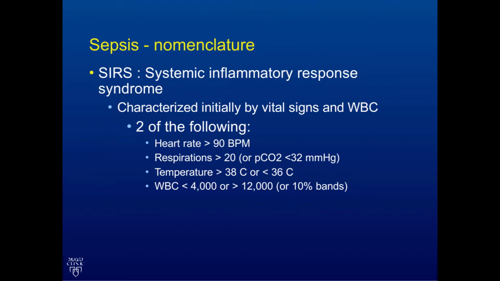And this was intended to be highly sensitive for identifying patients with systemic illness that may be due to infection or other causes. And so any dysregulation in homeostasis will cause your heart rate to go up a little bit, your respirations to go up a little bit, your temperature may be high or low, and you may have a white blood cell count or not. And again, that was intended not to miss people.